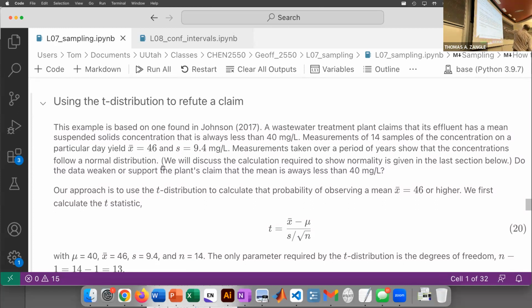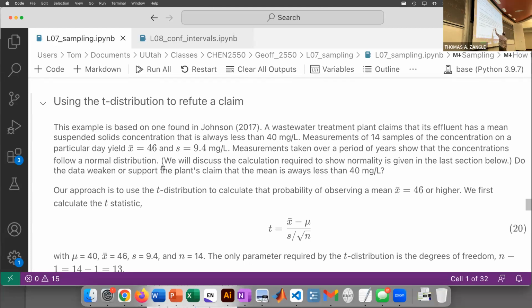So this is again about using the t-distribution. Now we're going to go a little bit further. We use the t-distribution to ask about a particular claim. This wastewater treatment plant claims that its effluent has a mean suspended solids concentration always less than 40 milligrams per liter. However, 14 samples measured on a particular day have a sample mean, X bar, of 46, and a sample standard deviation, indicated as lowercase s, of 9.4 milligrams per liter.